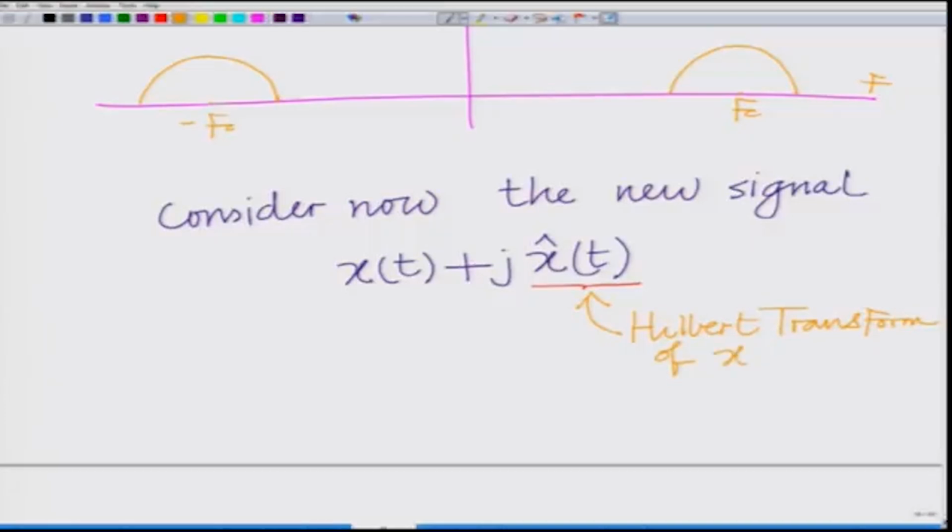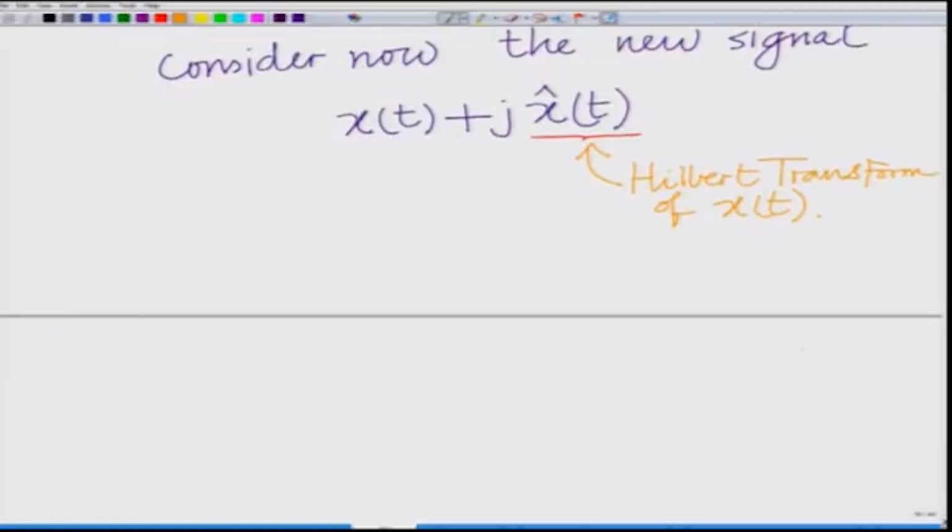Okay. So, we are now forming a new signal which is x t plus j x hat of t, where x hat of t is the Hilbert transform of x t. We have already seen the concept of Hilbert transform. Therefore, the spectrum of this signal, the Fourier transform of x t plus j x hat of t, will be x f plus j x hat of f.